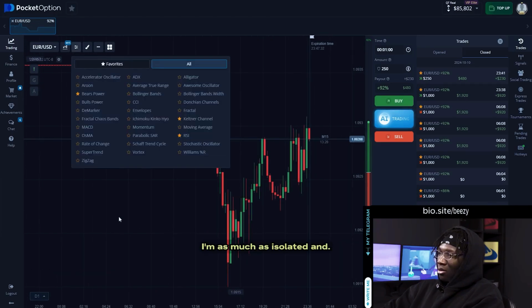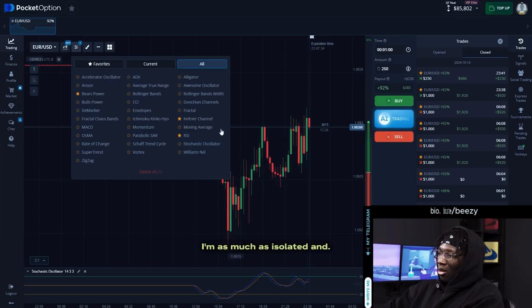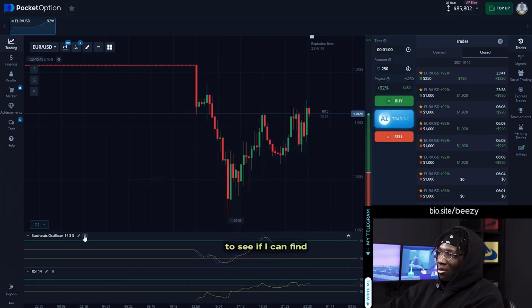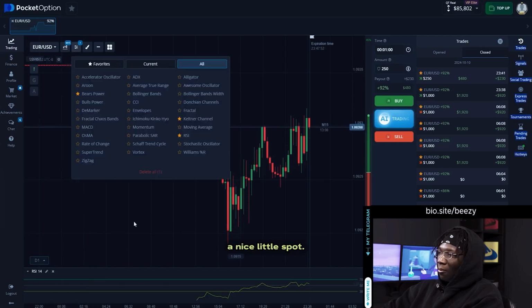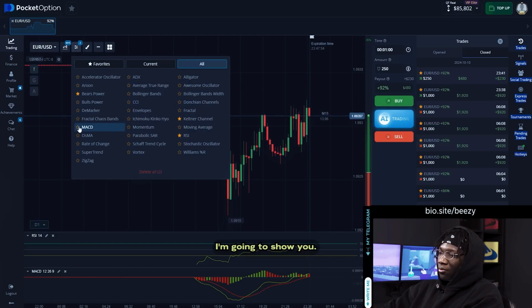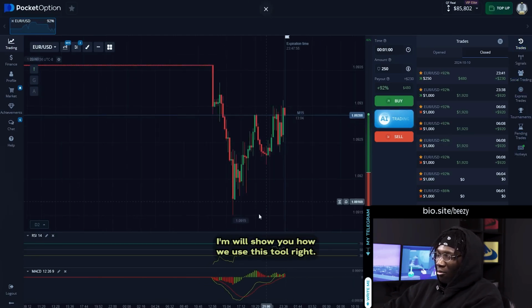I'm gonna ask my stochastic oscillator, and I might try to use RSI and MACD together to see if I can find a nice little spot. Alright, I'm gonna show you how I'm gonna use this too, right?